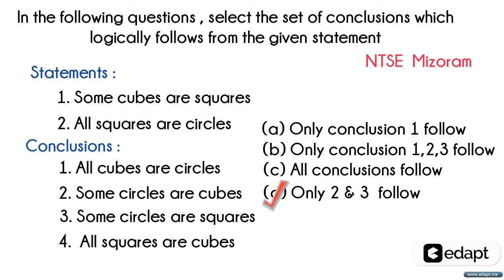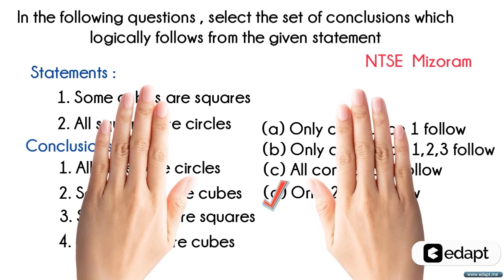To solve this question easily, first you must have an idea about the formats all, some and no. Then draw the corresponding Venn diagram for the given statements and check each conclusion to get the answer. Let's look at the second question.